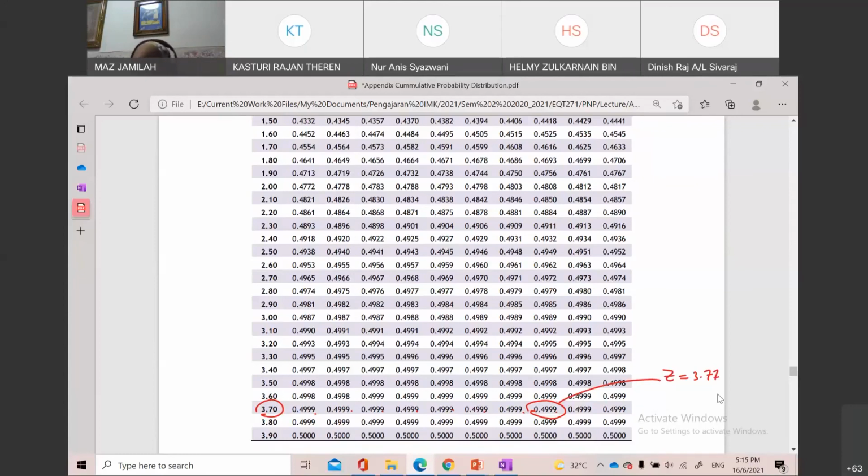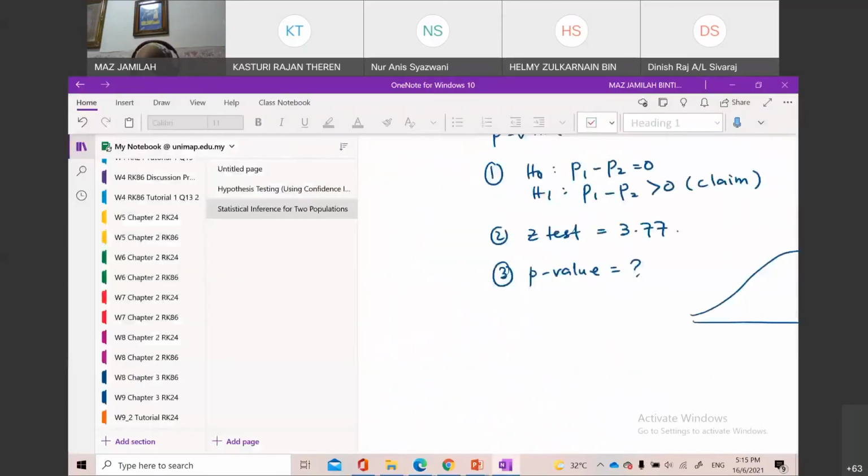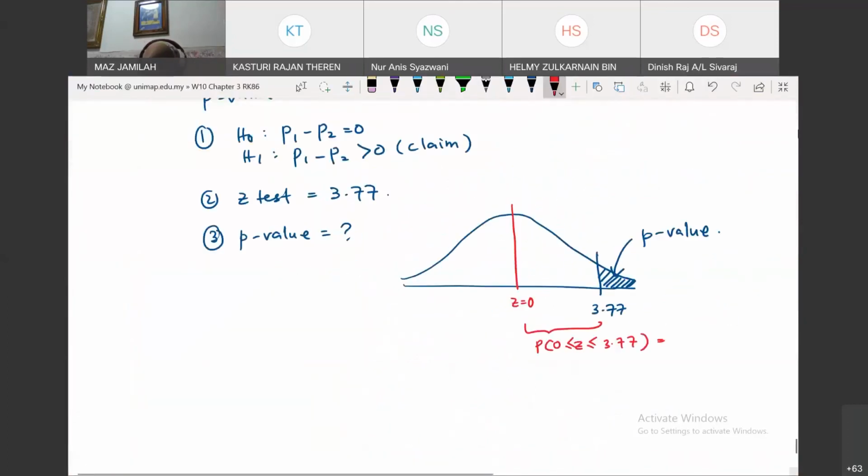It's 0.4999. Okay, so how do I find the p-value? It is 0.5 minus 0.4999. That will be what? 0.0001, right? Okay, so that will be 0.0001.